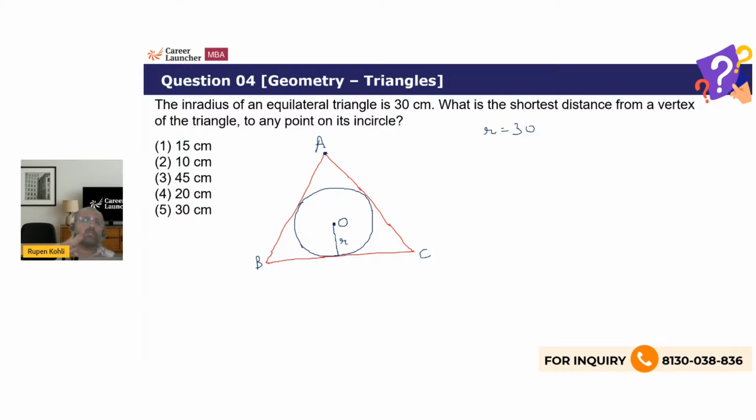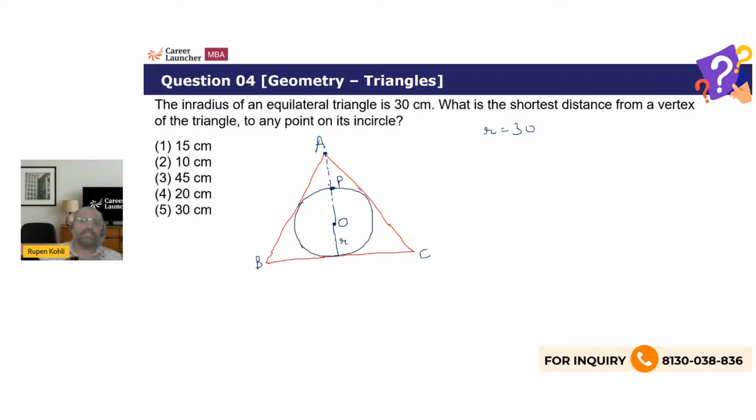Now, what is the shortest distance from any point outside a circle to a point on the circle? That is always along the line joining the point to the center of the circle. So continuing this line AO, this is the shortest distance to some point P, where this line will meet the circle. So this distance AP is basically being asked.